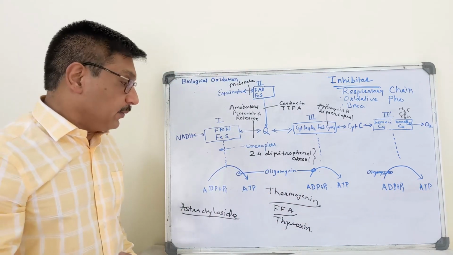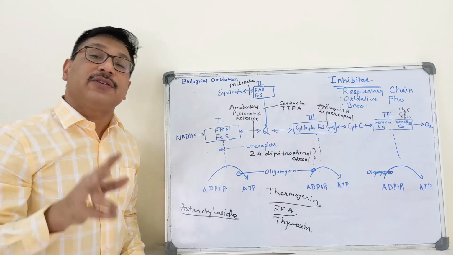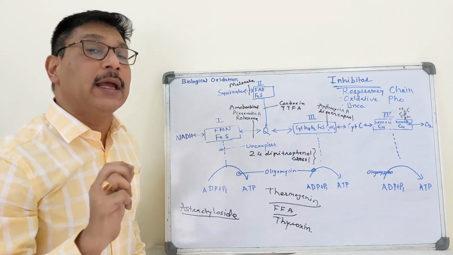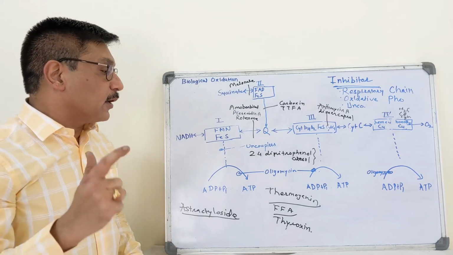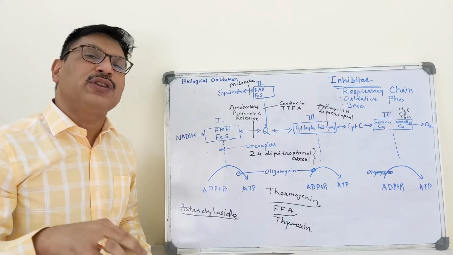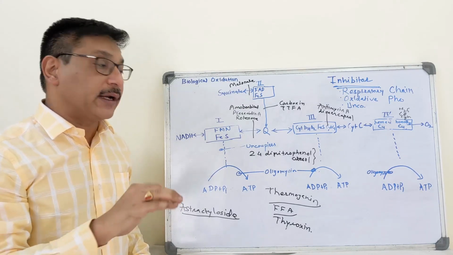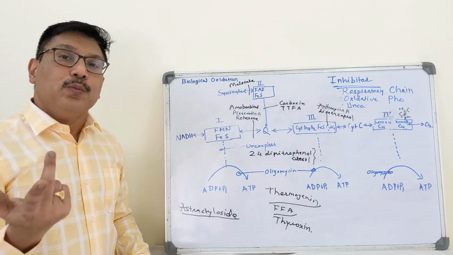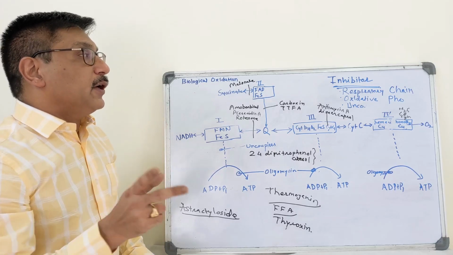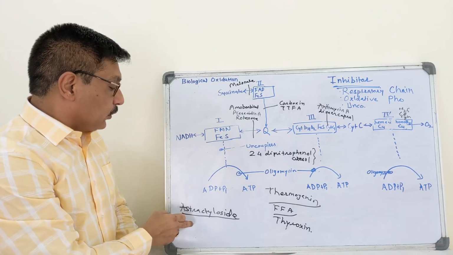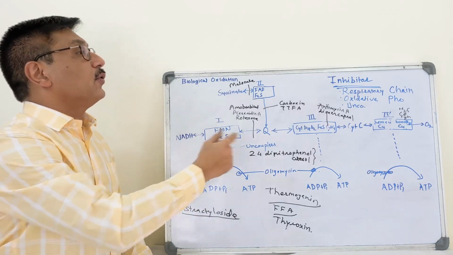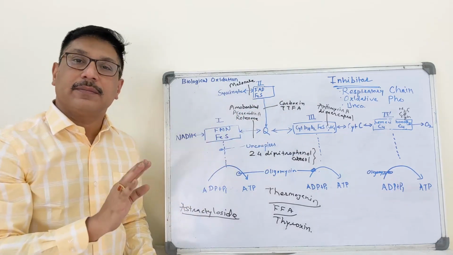So there are two types of uncouplers. Chemical uncouplers are 2,4-dinitrophenol and 2,4-dinitrocresol, and physiological uncouplers are thermogenin, free fatty acids, and thyroxine. At very high levels, bilirubin also acts as an uncoupler. Two inhibitors of oxidative phosphorylation are oligomycin and atractyloside, and the uncouplers of the respiratory chain we have already seen.